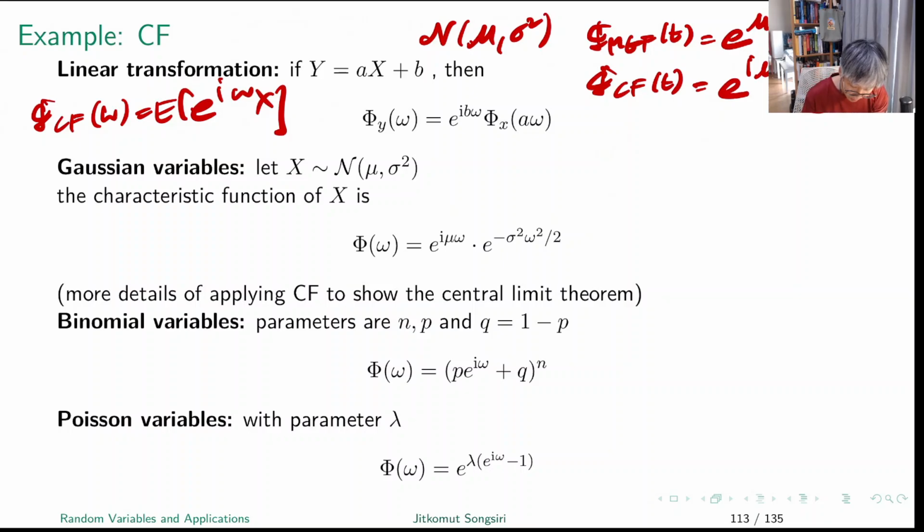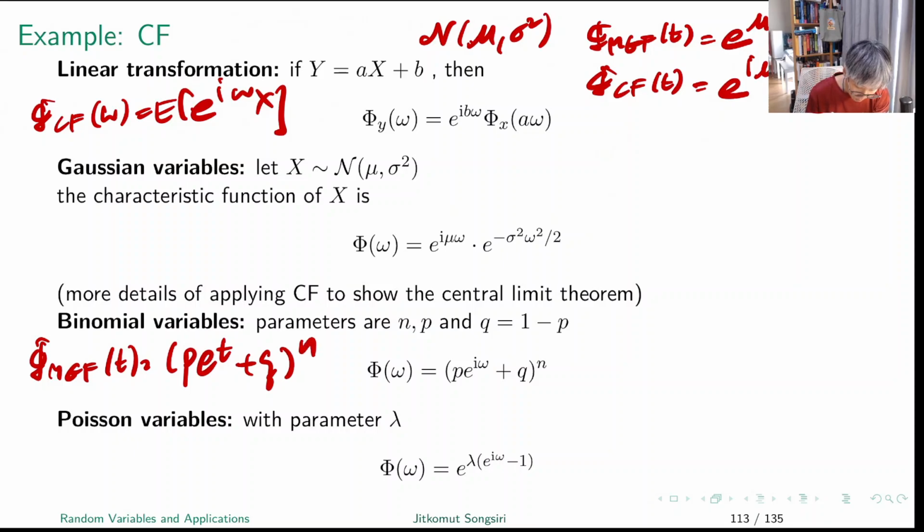We have derived the MGF of the binomial. From the previous video, we have derived that it is p e to the t plus q, to the power of n. Again, for the MGF of the binomial, you can simply replace t with i omega.